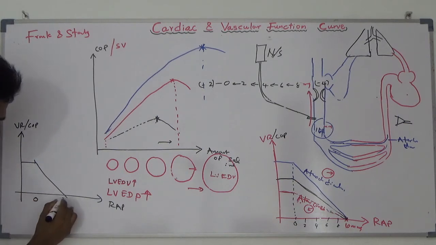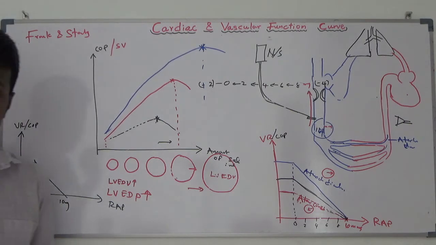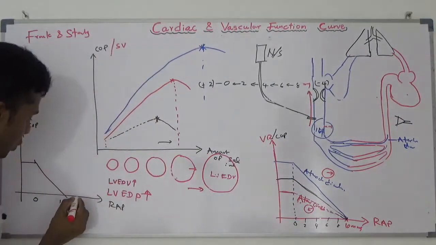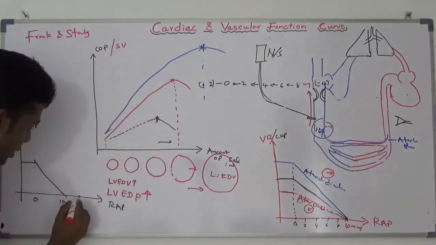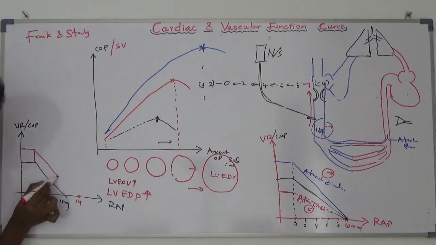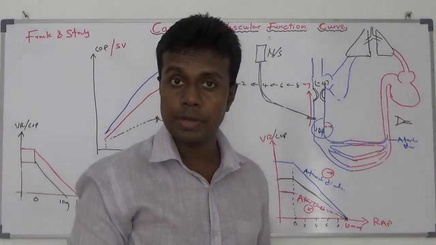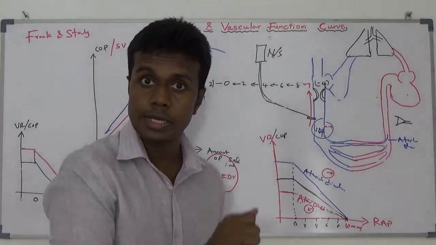Here 0, here 10 millimeter mercury. Once I give fluid to my patient, it becomes 14. Not only 10, now even with 14, I can drain fluid from here to here. So here must be 14. Your venous return is also going to be increased. So the curve will be like this. Once I give IV fluid, the curve will be like this. The curve shifted to the right side.